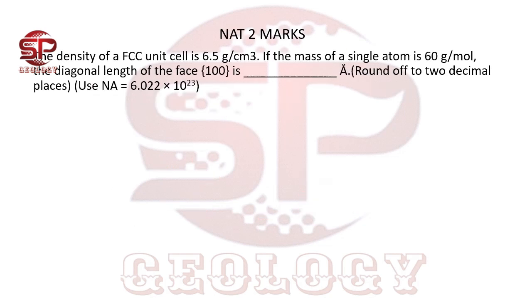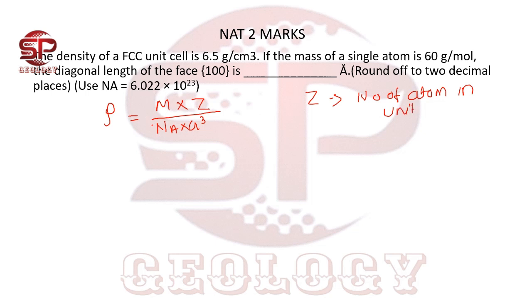The density of an FCC unit cell is given as 6.5 gram per centimeter cube. If the mass of a single atom is given here, then we have to calculate the diagonal length of the face. So the density of the unit cell formula is rho equal to mass into number of atoms present within the unit cell divided by Avogadro's number into volume of the unit cell. So Z here indicates the number of atoms in the unit cell. Here it is FCC, so Z will be 4.